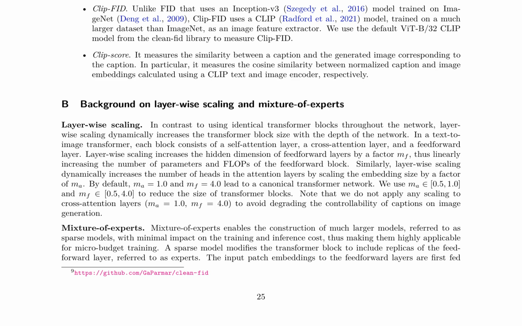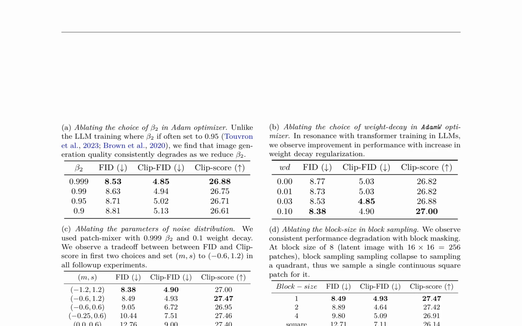The paper presents several ablation studies to understand the impact of different components on the performance of the DiT model. These include ablations on the choice of beta 2 in the Adam optimizer, weight decay in the AdamW optimizer, parameters of noise distribution, block size in block sampling, size of patch mixer, choice of feed-forward layers, cyclic learning rate scheduler, and learning rate for each batch.